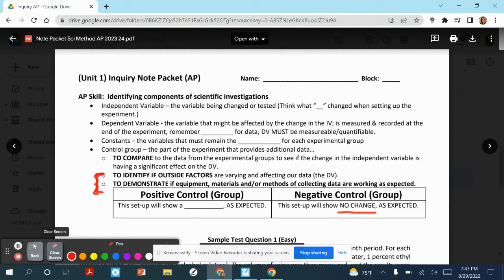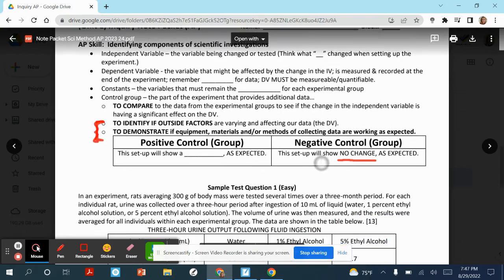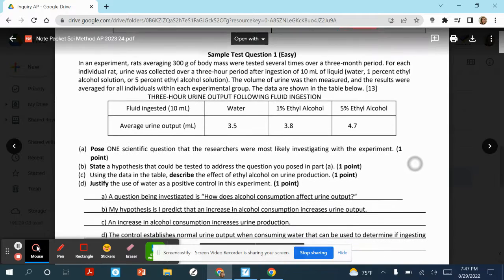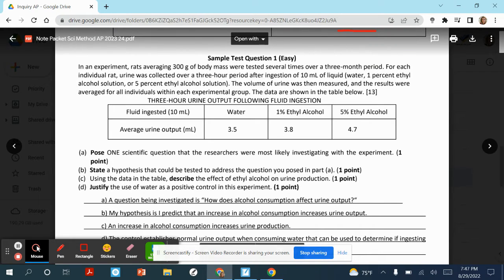All right, so let's go down to this first essay question. And this has to do with what we're talking about here. Inquiry, IV, DV, control group. So take a second to pause and get familiar with this experiment and see if you can figure out what is the IV and what is the DV.